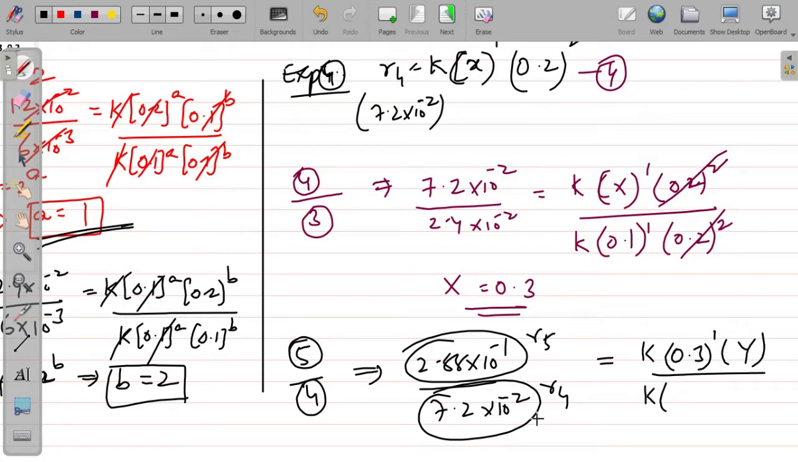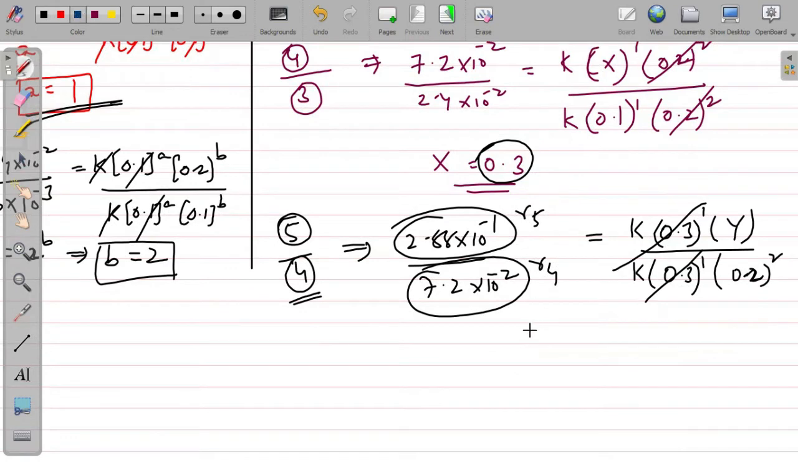And for experiment 4, what is the a value? Which just now we have found as 0.3, use that, and the b value, which is 0.2, and square. So in this whole equation, k anyway gets cancelled. In this whole equation now only y is the unknown. So if you solve for y, you will get the y value as 0.4. So x value is 0.3, y value is 0.4.